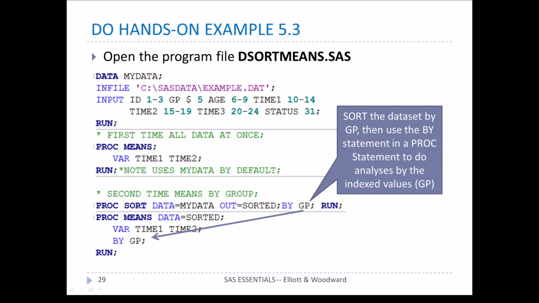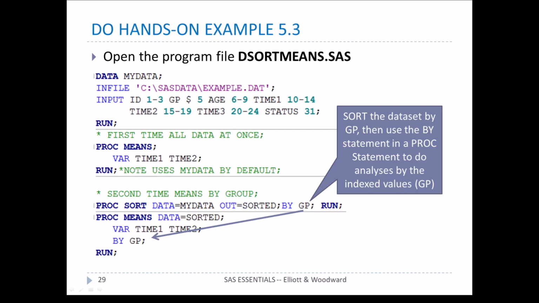And so here's an example, 5.3. Open up the file called dsort means, and this is the file that we saw before. We're going to use a file called example and read in the data. And we're going to do proc means in two ways here. The first time, we're just doing a plain ordinary proc means. Proc means var time 1 time 2.